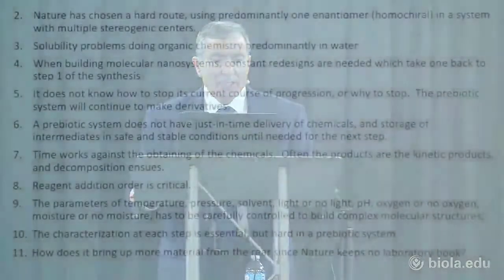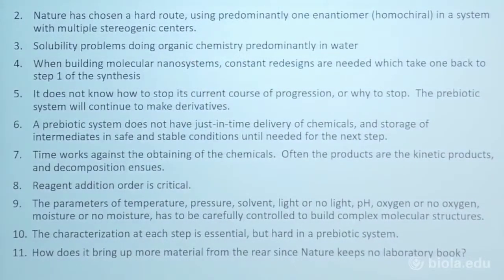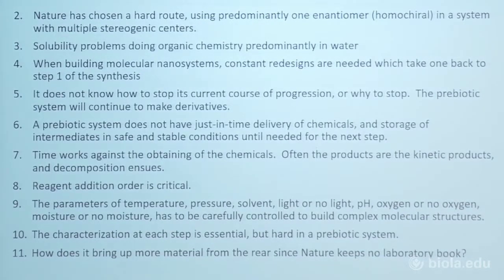There are a number of criteria that nature has to deal with. If you view this as a totally materialistic world, nature has chosen a hard route. Most of its molecules can be enantiomeric, and it's chosen them as homochiral. So the system has multiple stereogenic centers, and it's chosen homochiral. These are hard compounds to work with. Just trust me, it's very hard to do homochiral synthesis on something with multiple stereogenic centers.